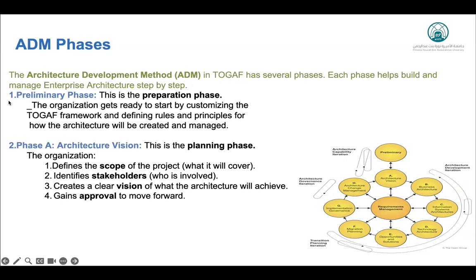So let's start with the first step, the preliminary phase. This is the preparation phase. The organization gets ready to start by customizing the TOGAF framework and defining rules and principles for how the architecture will be created and managed. So the business customizes the framework, defines rules, and sets principles for their architecture. Without this phase, the business will be like a city without proper IT structure.